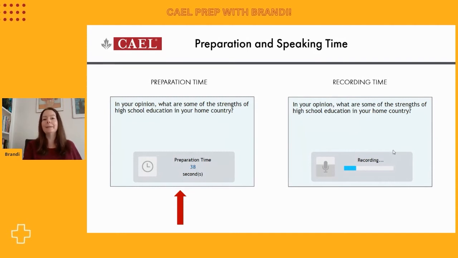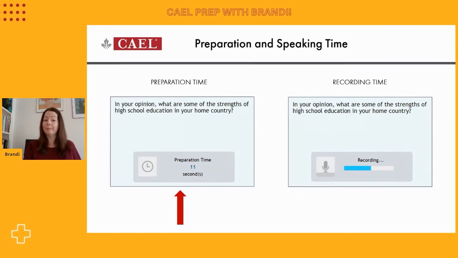So the test administrators will give you paper and pen, and I would recommend that you take some really short but quick notes. So jot down your main ideas that you want to talk about, and then start writing down some specific examples and details as well. If there are any particular academic vocabulary words that you'd really like to use in your answer, I would write those down as well.